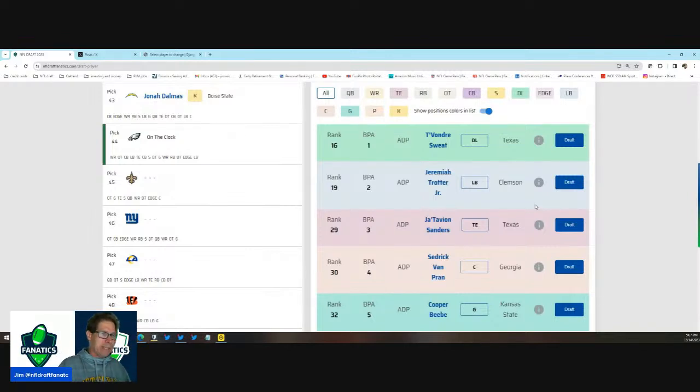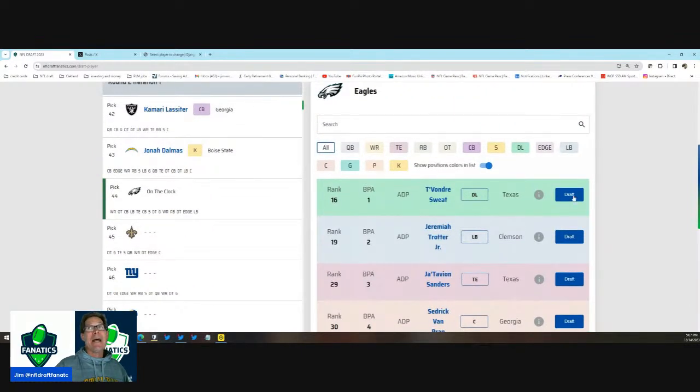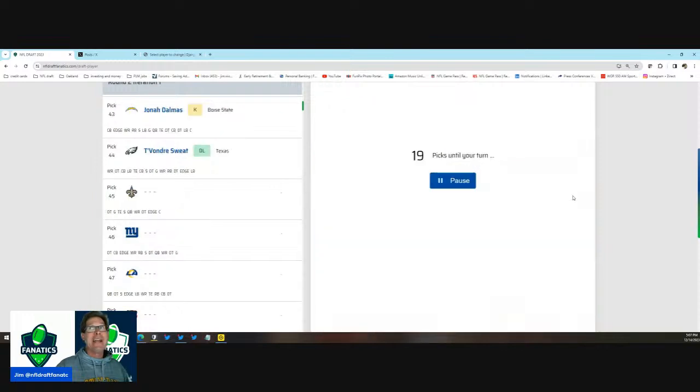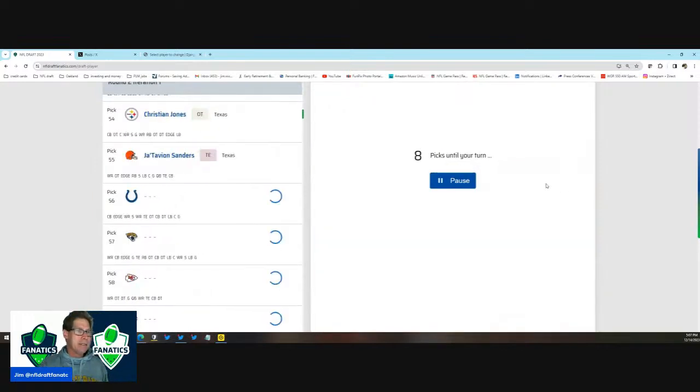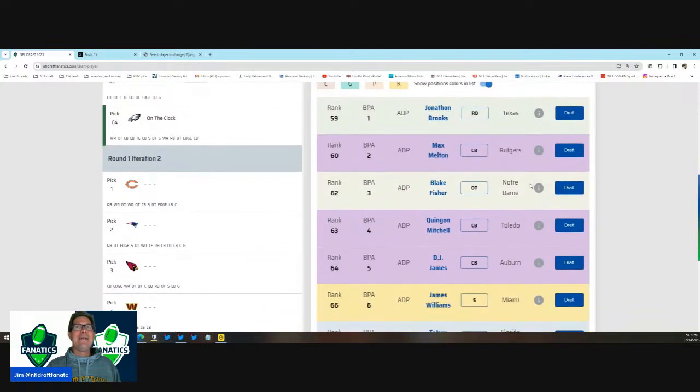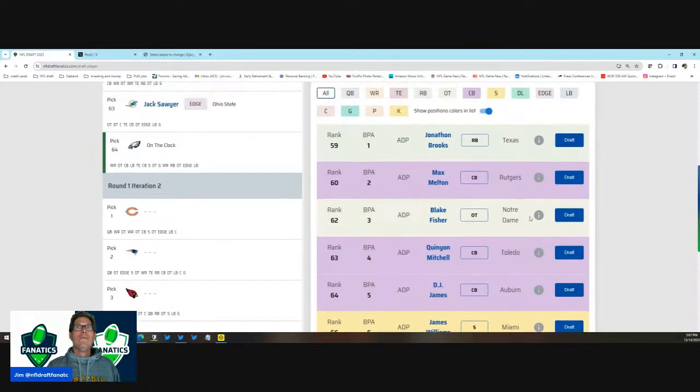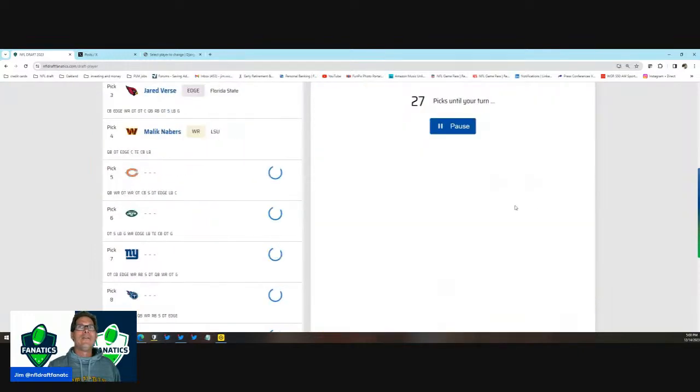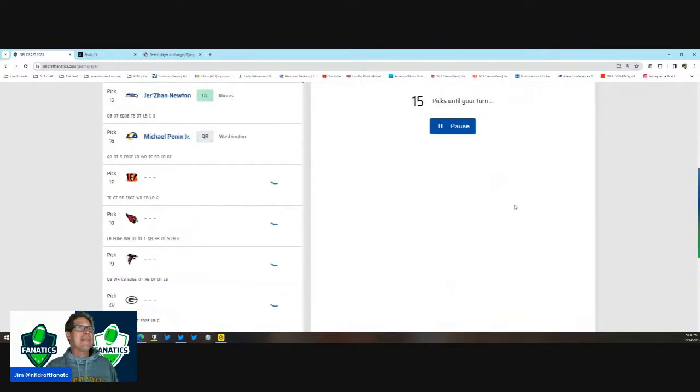I could go, with a calculator, figure out some of the math. But that should happen. Now, second round, would they take Sweat? Probably. If he's there, I think he would be the pick. Okay, and then I would say that they would go O-line over the running back and that specific corner.